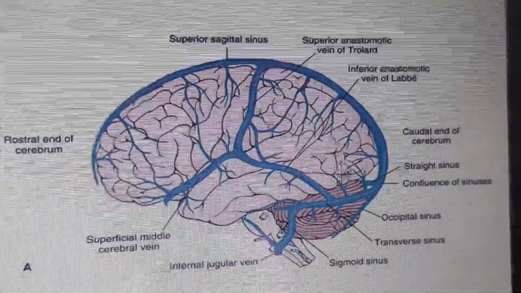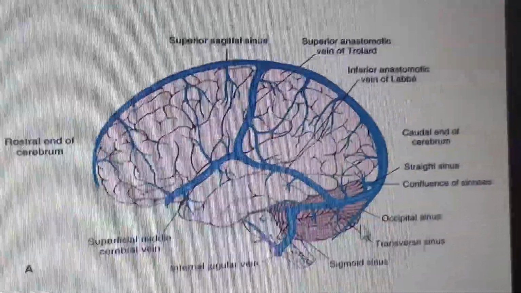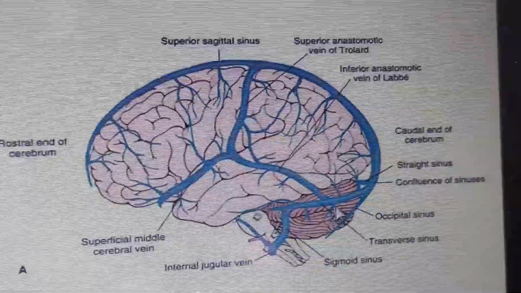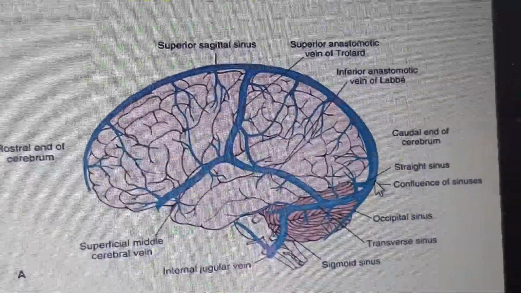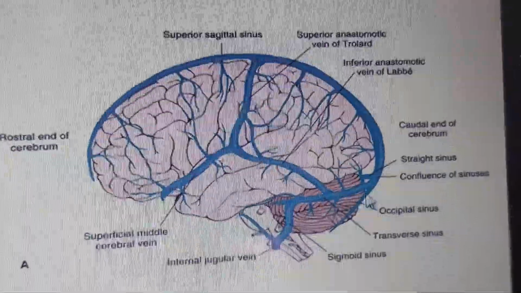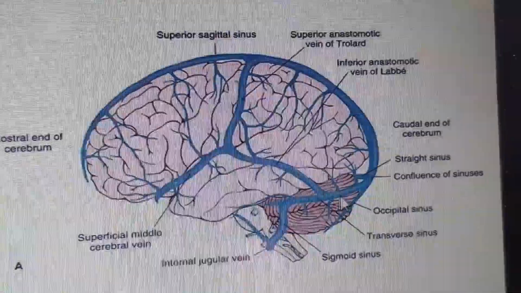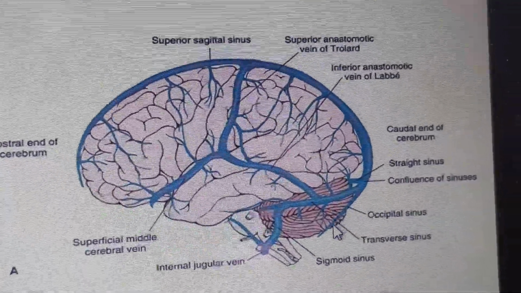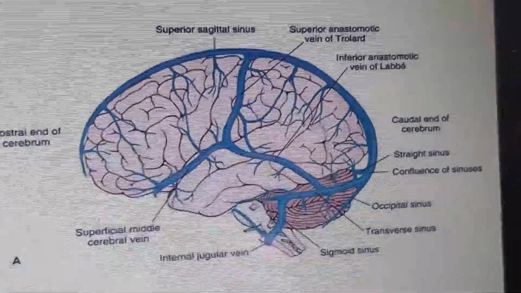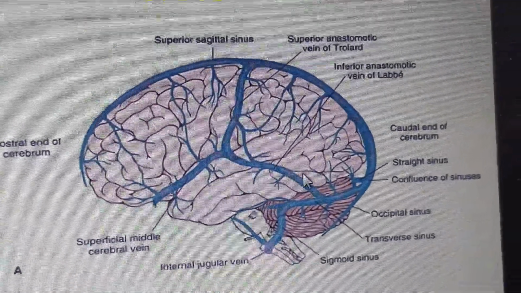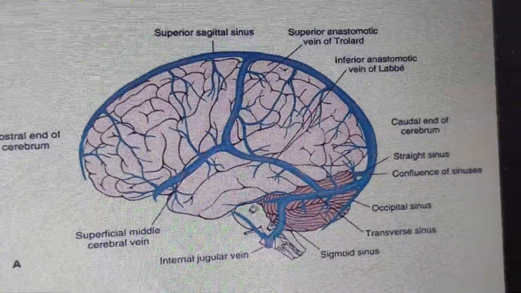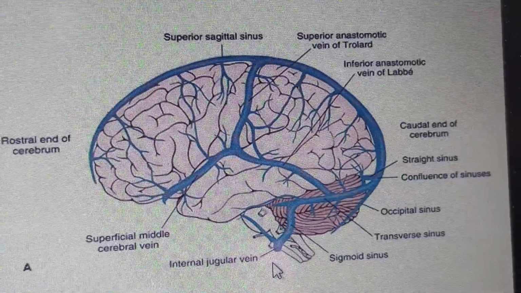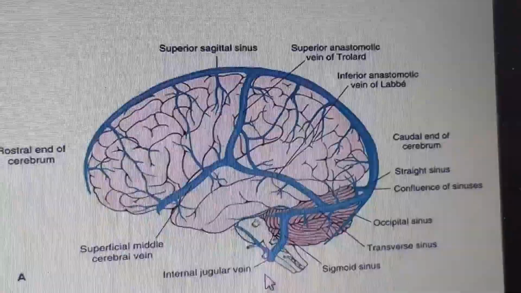So this is the half section of the brain which we are seeing here, and this is the cerebellum, and here is the confluence of the sinuses. This is one transverse sinus which we can see. This one is the occipital sinus, and finally all these sinuses will drain into the internal jugular vein.